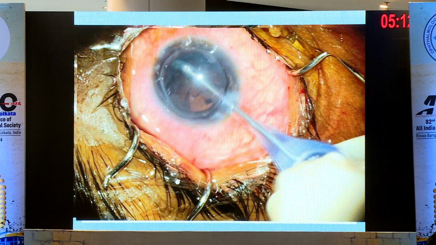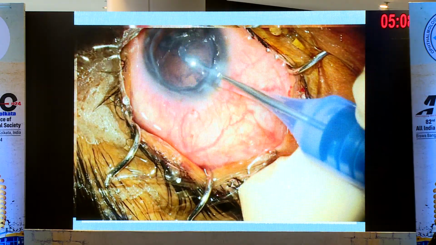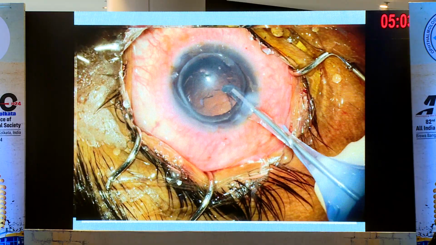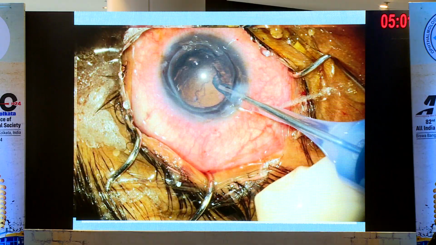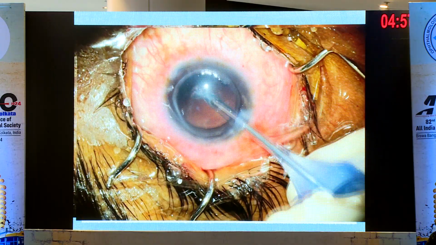So that's what I did in this particular case, and you can see the visualization suddenly got a lot better. In this case, I'm using a silicone-tipped IA probe, so it's very gentle on the capsular bag. Even if you accidentally catch something, you won't really rip the PC. These are disposable IA tips.